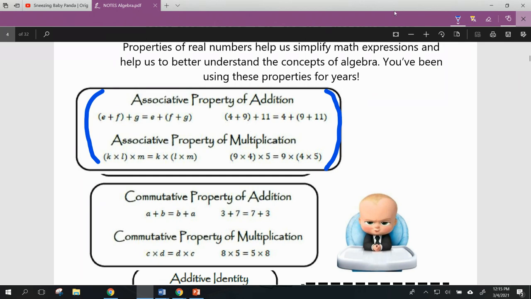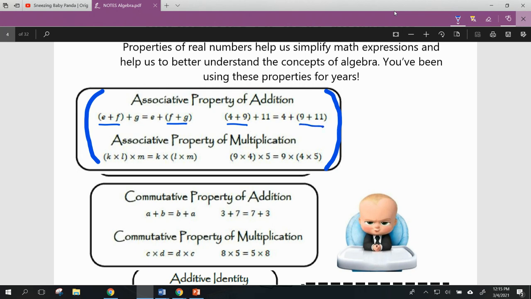What it says is that if my problem is all addition, I can move my parentheses and still get the same answer. It's a little hard to see that with letters and variables, so let's take a peek at it over here where we have numbers filled in. Since my problem is all addition, instead of doing 4 plus 9 first, because it's in parentheses, I can move my parentheses to make my problem a little easier to solve. And this is something you guys do all the time without even realizing it.